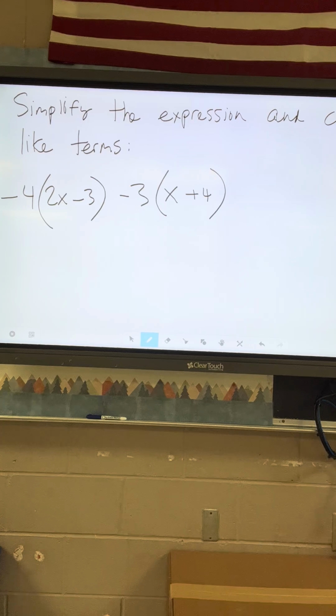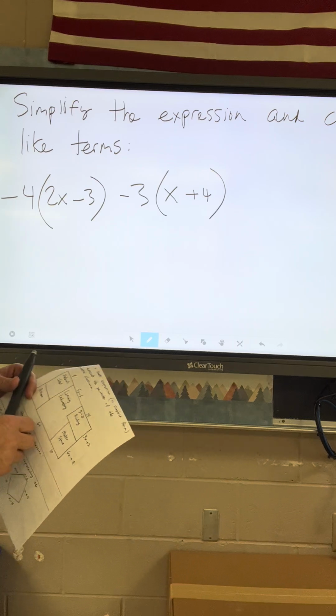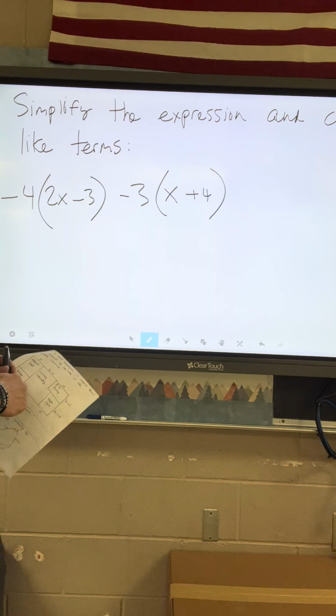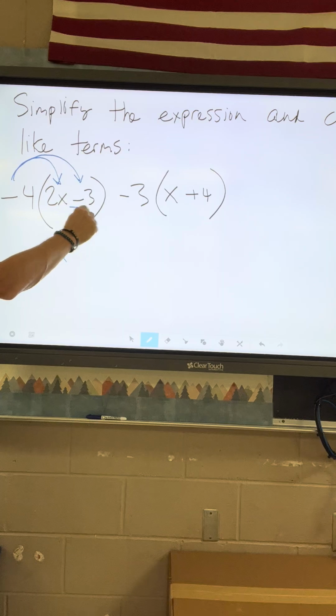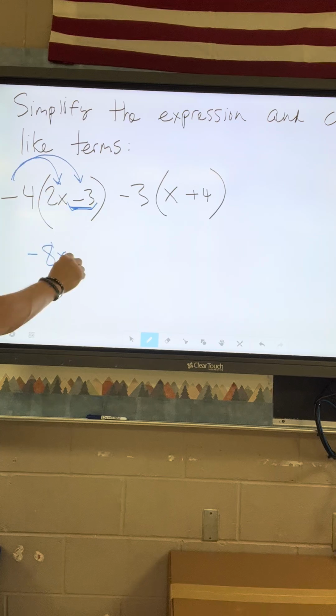Simplify the expression and combine like terms. Maybe take a second, pause the video, and see if you can do this on your own. Hopefully you paused the video and tried this on your own, but we're just going to distribute. We're going to start right here with our negative 4. We're going to distribute it to our positive 2x. That's going to give us negative 8x. Now we're going to distribute that negative 4 to our negative 3. Remember, keep that as one unit right there. So negative 4 times negative 3 gives me positive 12.